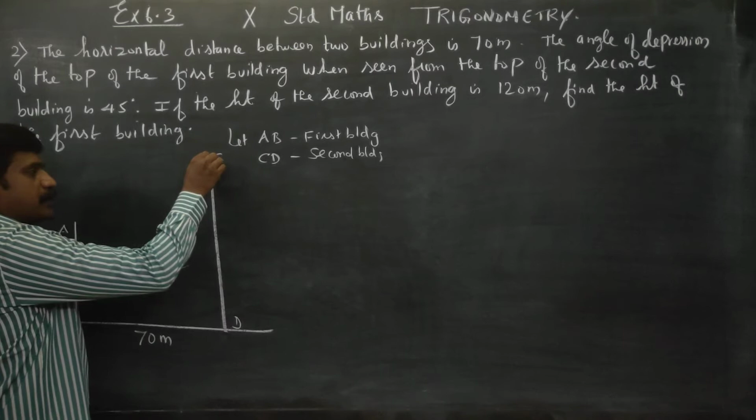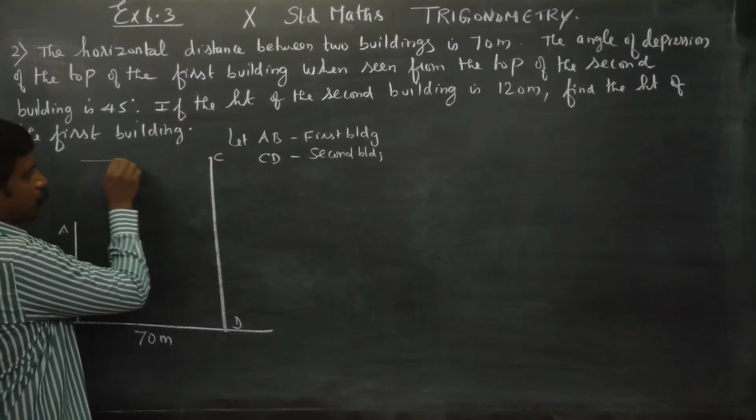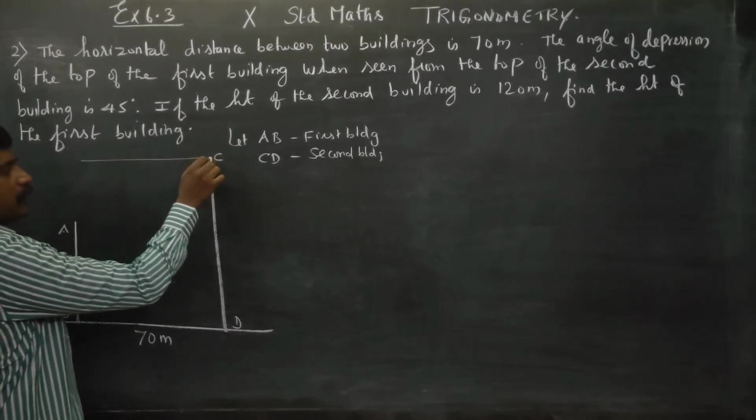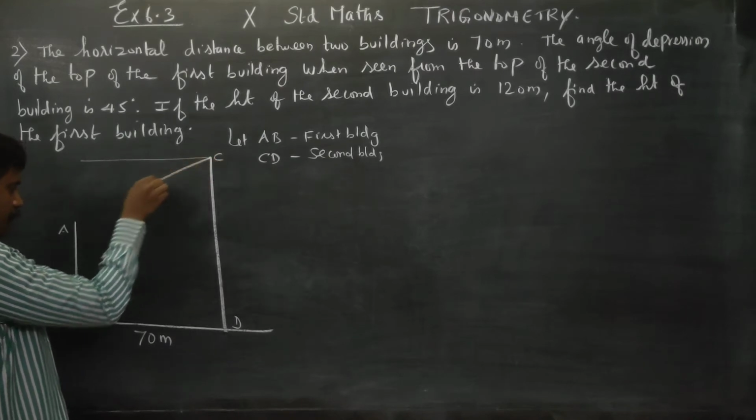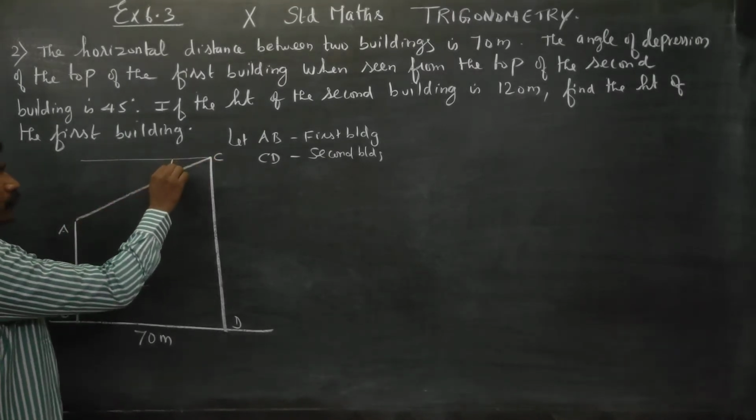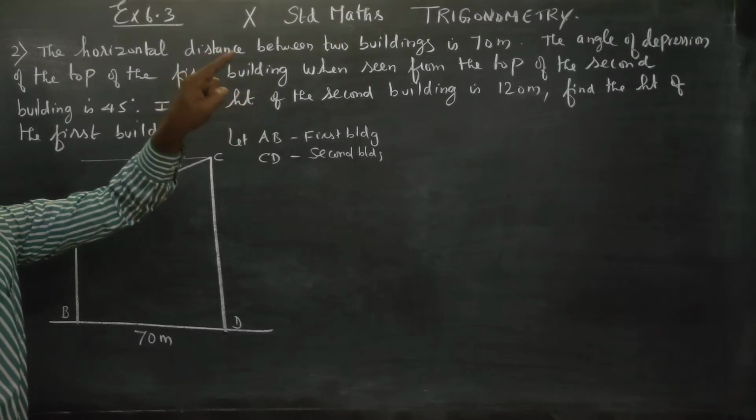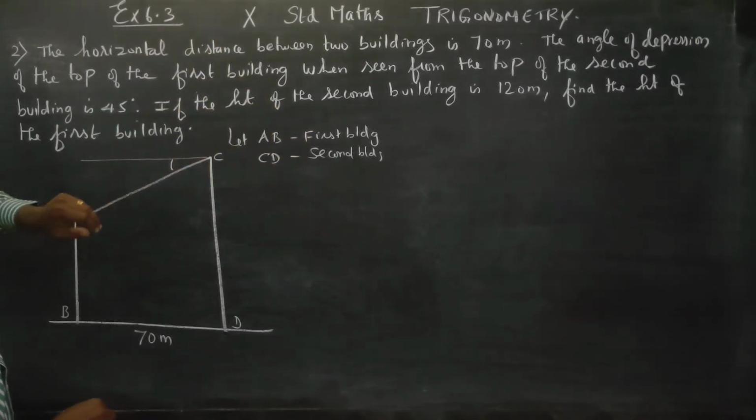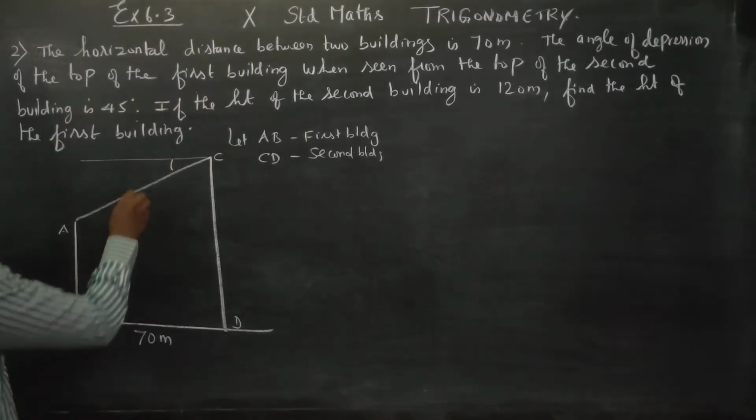Top of the second building lende paakranga. Sadhanama avanga paakumbodhu kanni ipdi dhaan paaka mudiyum straight line la. Ana keela gunichu paakranga avanga. Keela gunichu paakranaal dhaan ungalku enna form aaguna angle of depression. Angle of depression nale keela gunichu paathirukranga. Angle of depression is 45 degree.